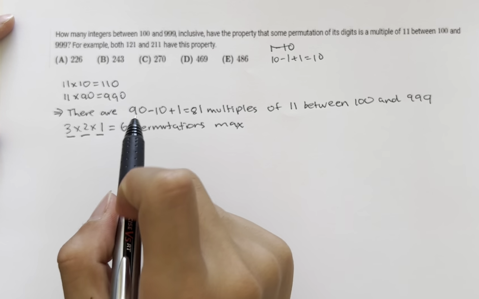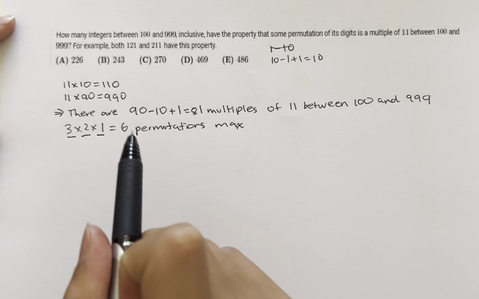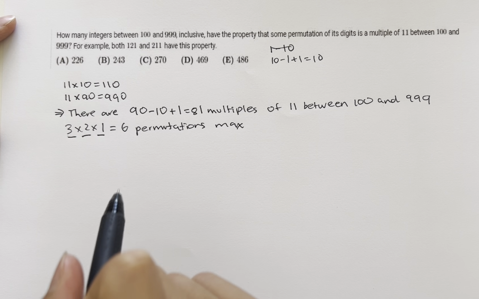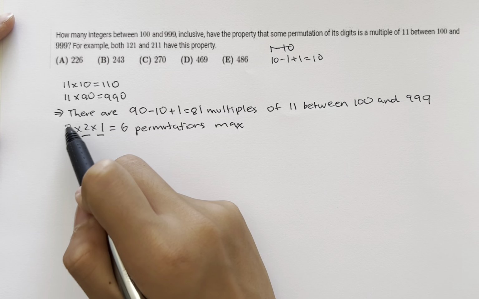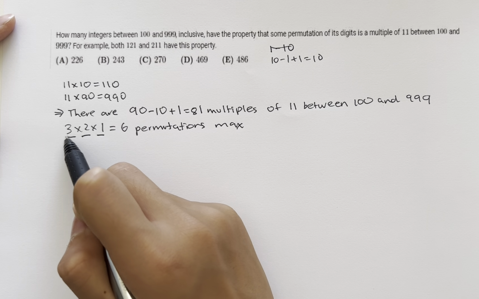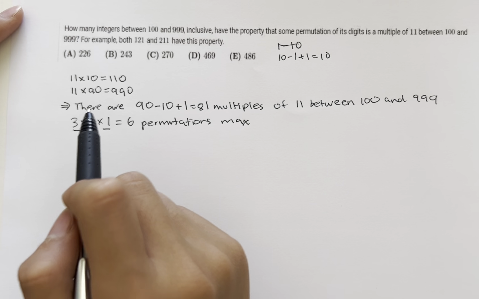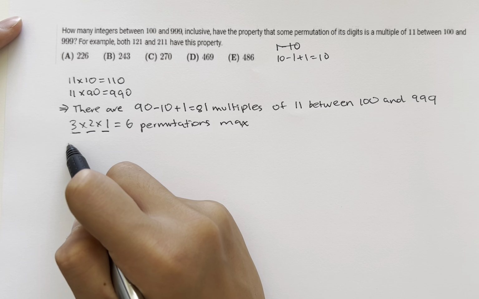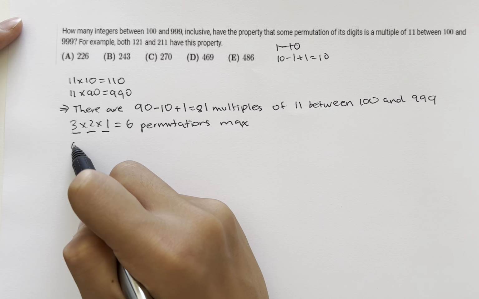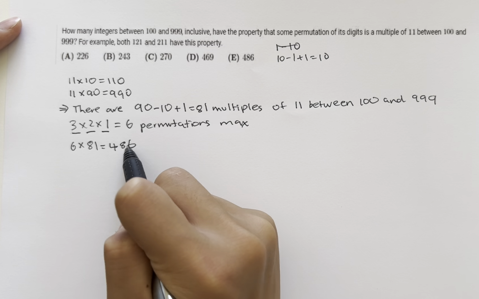Note that I said max because this is without any restriction. Later on, we will subtract the invalid cases, since sometimes there aren't 6 permutations, or sometimes it's not even valid because 0 is in the first spot after permutation. But right now, we're just saying 6 overall. So then you'll get that 6 times 81 equals 486.